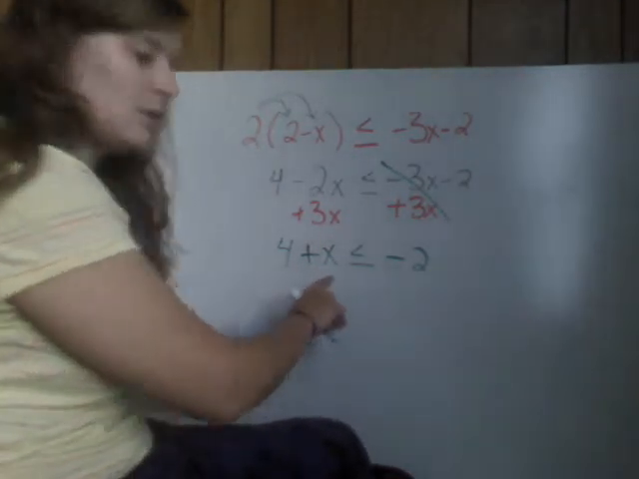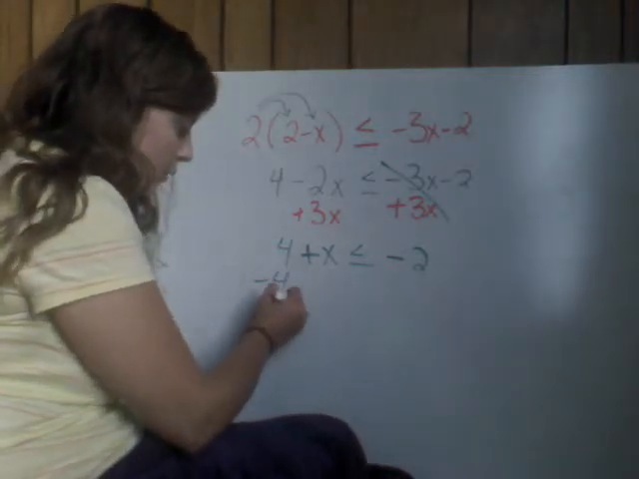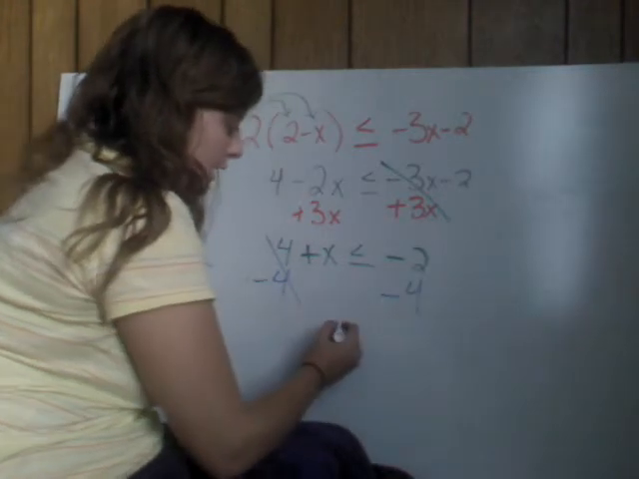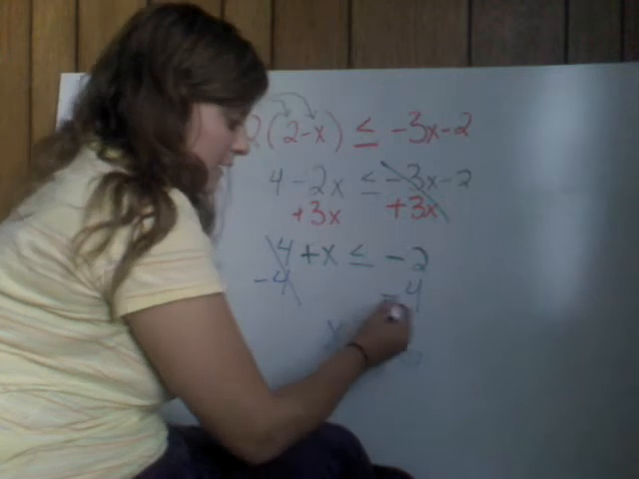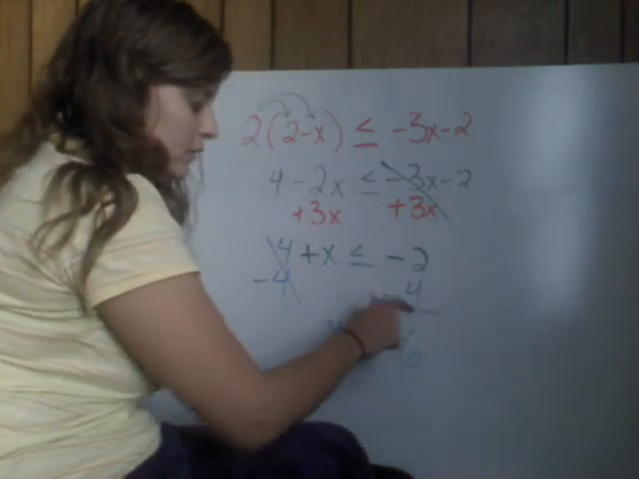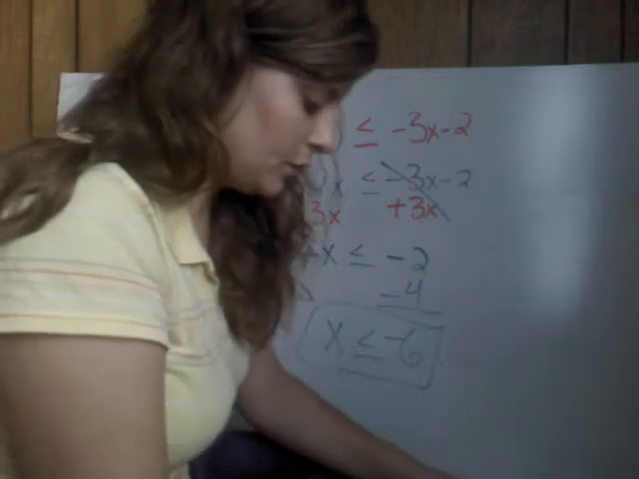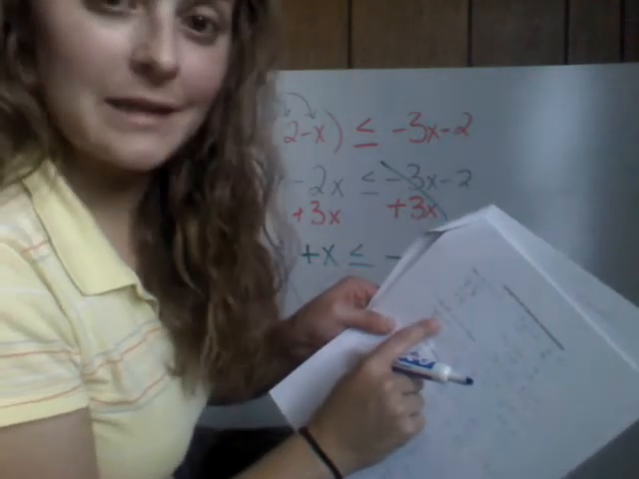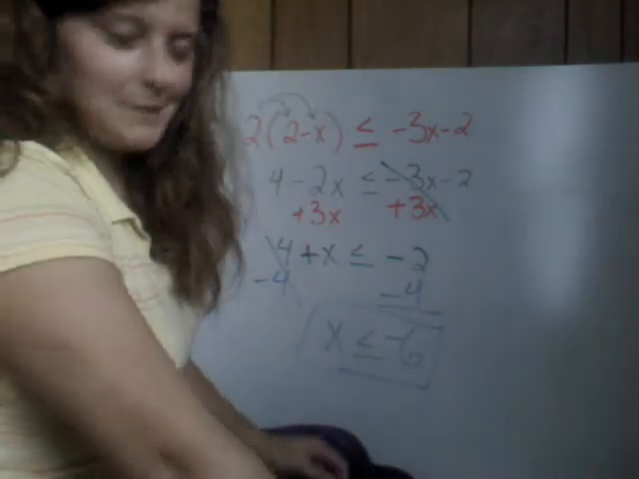Now I still want to get x by itself. This is a positive 4, so I'm going to subtract 4. Make that 0. Subtract 4 over here. I'm going to get x is less than or equal to negative 6, because negative 4 and negative 2 is negative 6. And that's my answer. So I'm going to look on my answer sheet. What do you know? Letter A is x is less than or equal to negative 6. And erase.